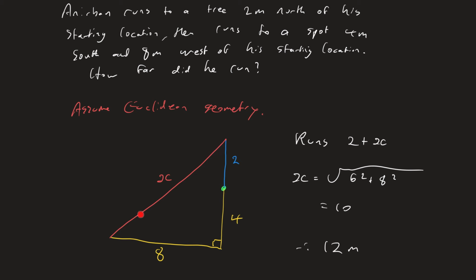Denote the length of the red line by x, then clearly he ran 2 plus x. So we just have to determine x. We have a right angle triangle here, so Pythagoras' theorem applies. 8 squared plus 6 squared equals x squared. That tells us that x is 10 and therefore he ran 12 meters.